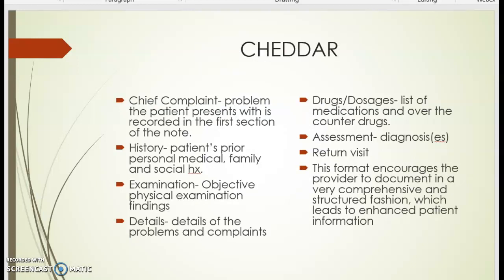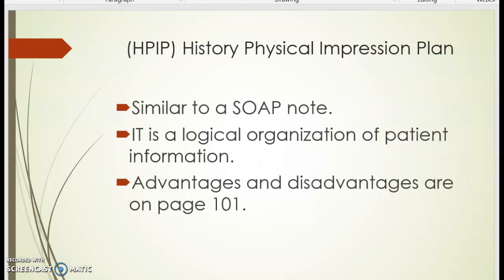Then we have the CHEDDAR. We have chief complaint, history, examinations, the same thing as objective, details, drugs. We have an assessment. And then the R is for return visit. When are they coming in again? The reason they use this format is because it's very comprehensive.